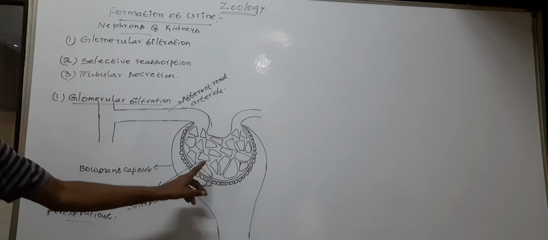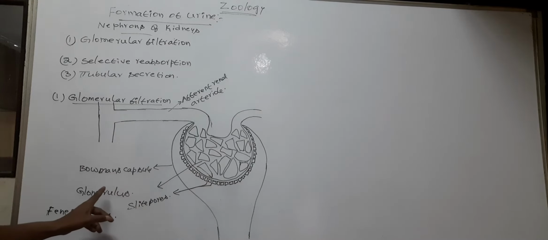So the inner layer of the Bowman's capsule is lined by cuboidal cells called podocytes, which possess small openings called slit pores. The endothelium of the blood capillaries of the glomerulus in the Bowman's capsule possesses small pores or openings called fenestrations.